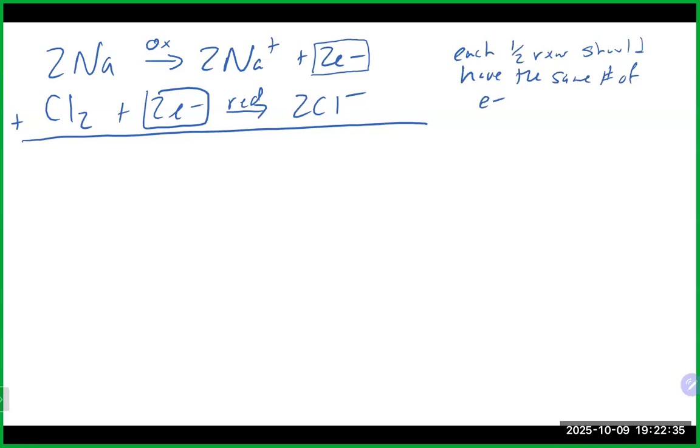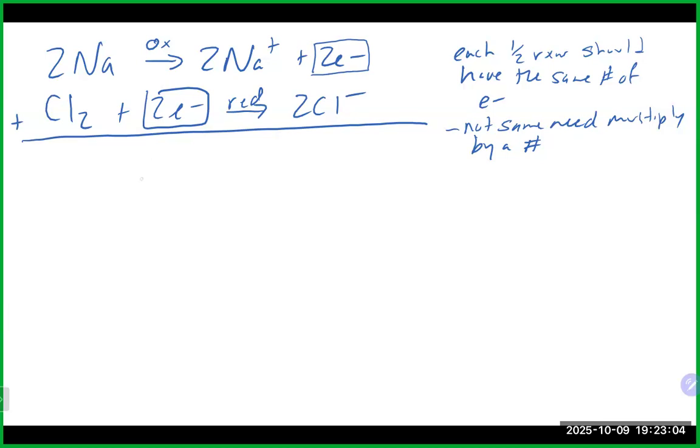If they do not have the same number of electrons, before you add them together, you need to multiply that half reaction by a number. So if they're not the same, you need to multiply by a number. And that may require you to multiply one half reaction by a number. It may actually, in some cases, require you to multiply both half reactions by numbers to get it the same.